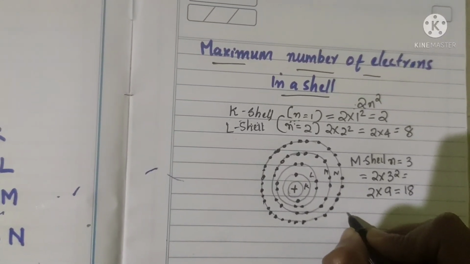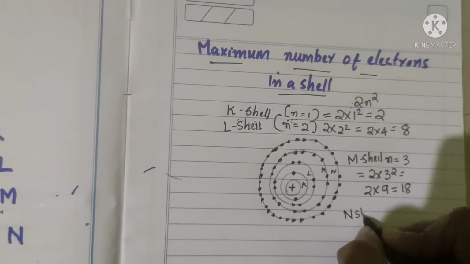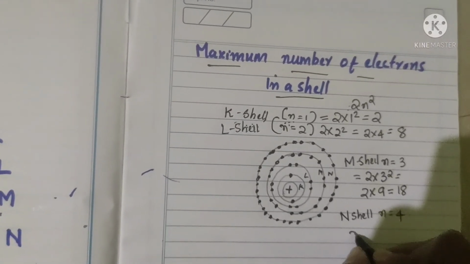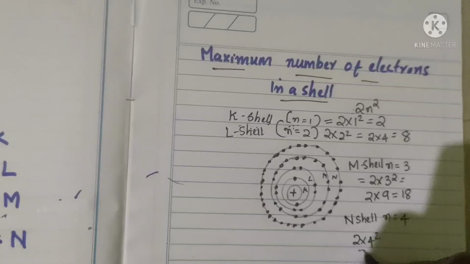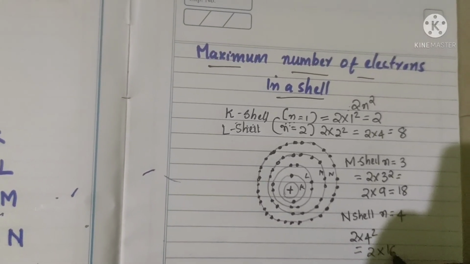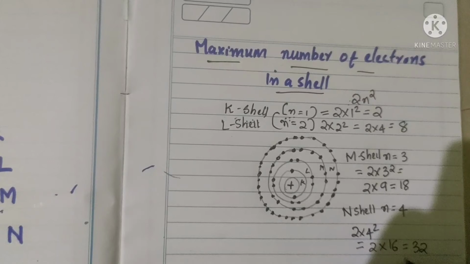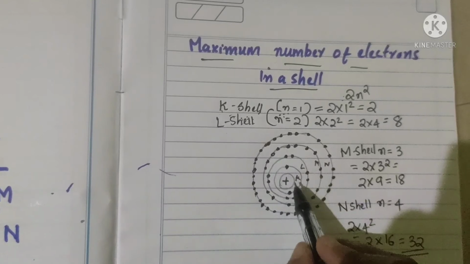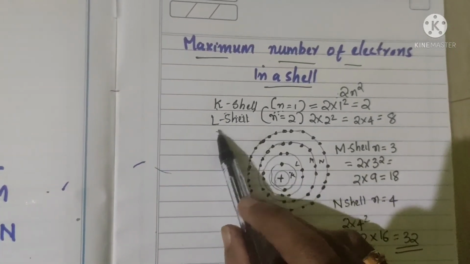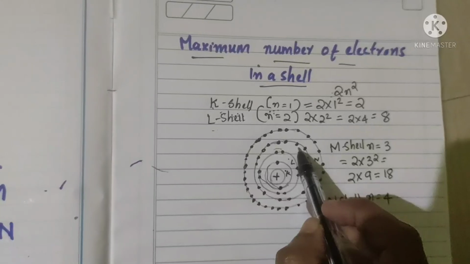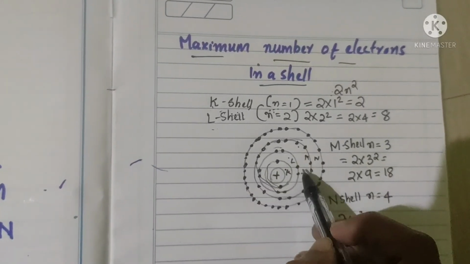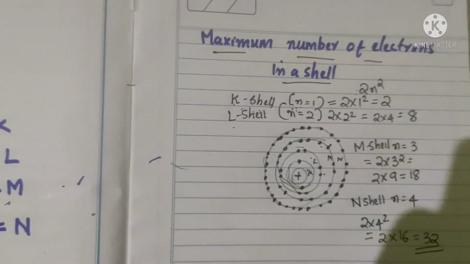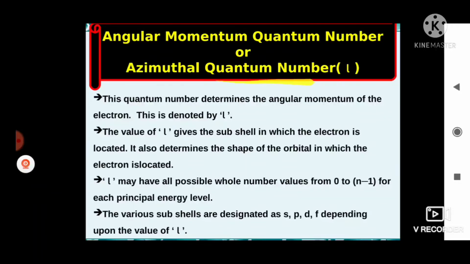Then the N shell, n equal 4: 2 into 4 square, which is equal to 2 into 16 equals 32. The maximum number of electrons which can be accommodated in the K shell equals 2, L shell equals 8, M shell equals 18 and N shell equals 32.